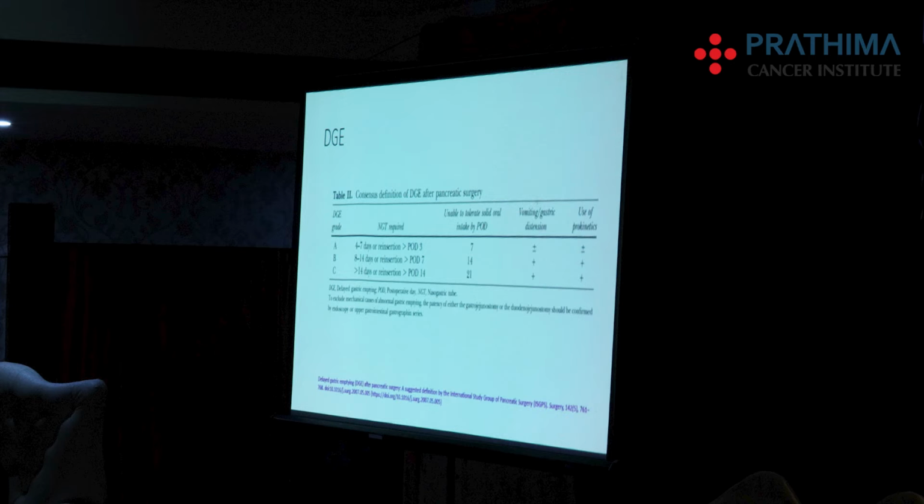Coming to delayed gastric emptying, it can be graded into 3 grades. Grade A is if the Ryle's tube is required for 4 to 7 days, or if you remove and reinsert after 3 days, or unable to tolerate solid diet by 7 days. Grade B is up to 14 days. Grade C is up to 21 days. In these cases we will insert the Ryle's tube. In B and C we have to give prokinetic drugs.